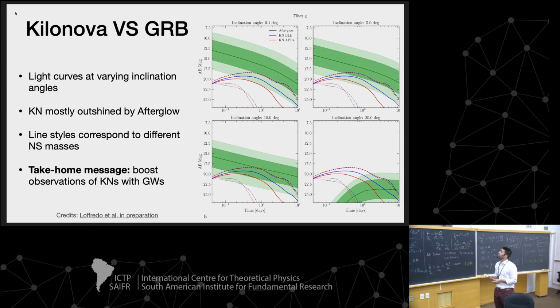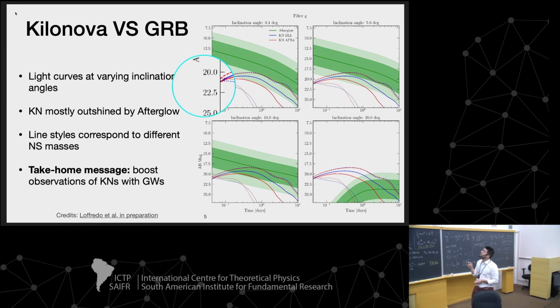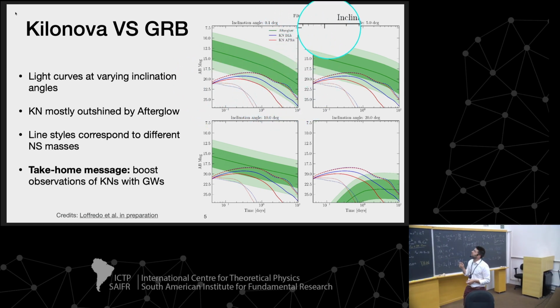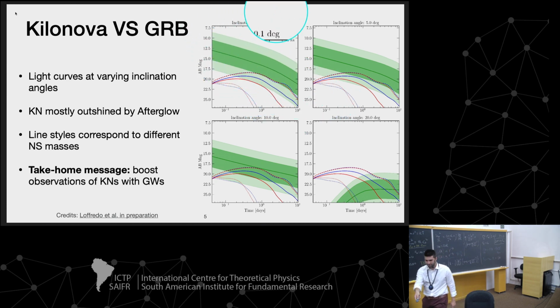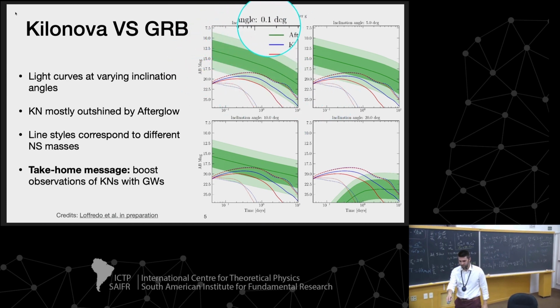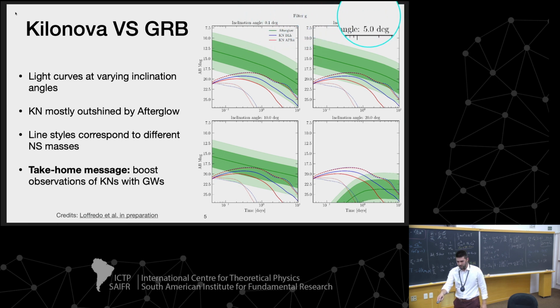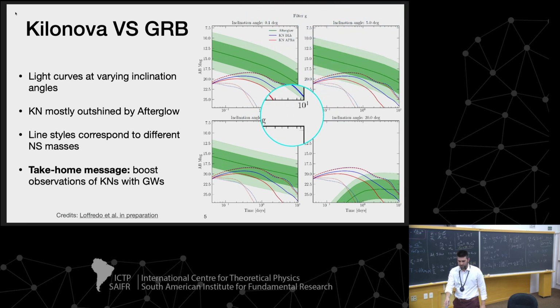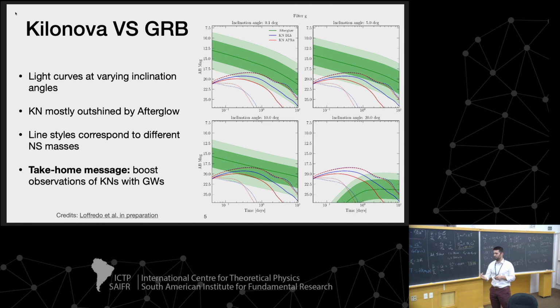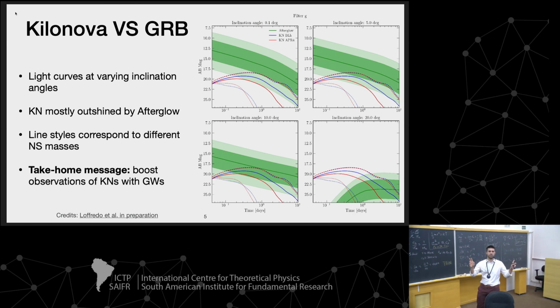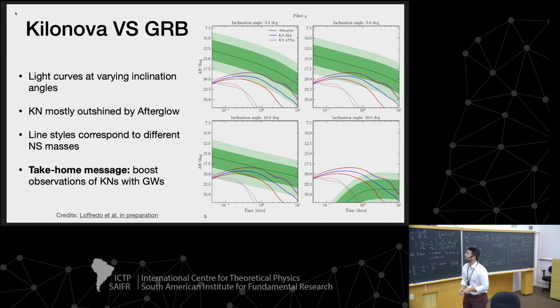The 3 panels are 3 different inclination angles: 0.1, 5 degrees, 10 degrees, and 20 degrees. This is the inclination angle, the usual inclination angle that you see also with GW, for example. The inclination angle between the angular momentum of the binary and the line of sight.